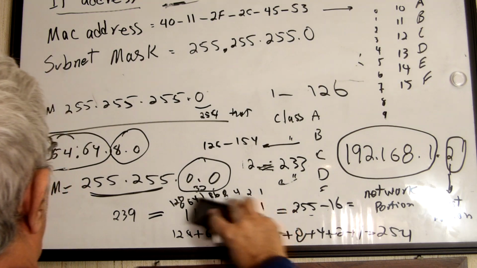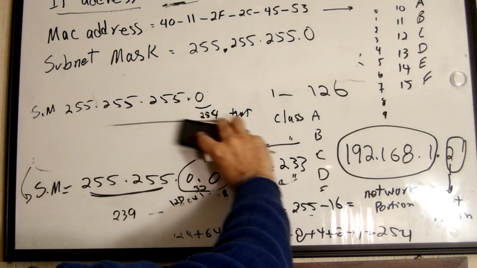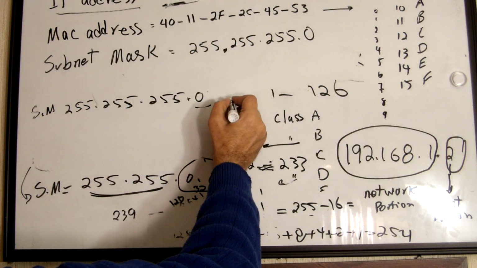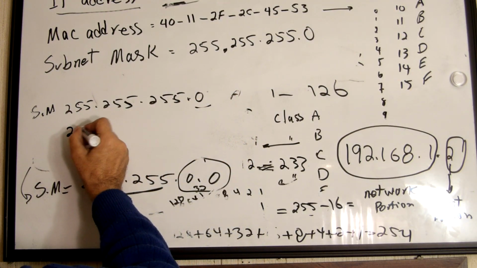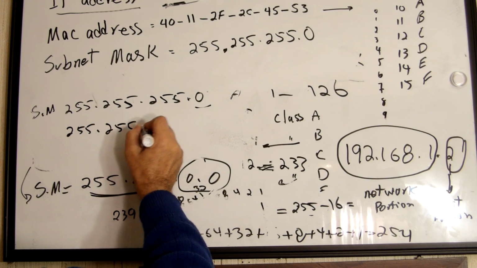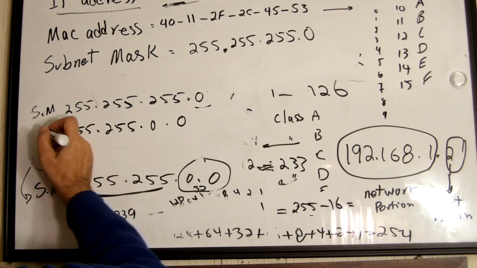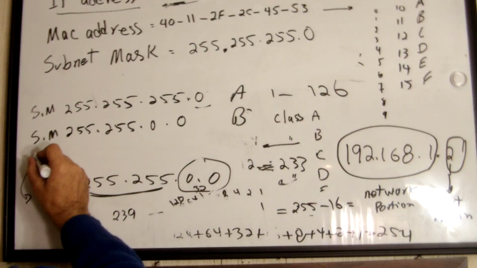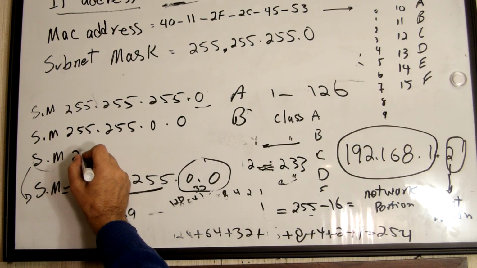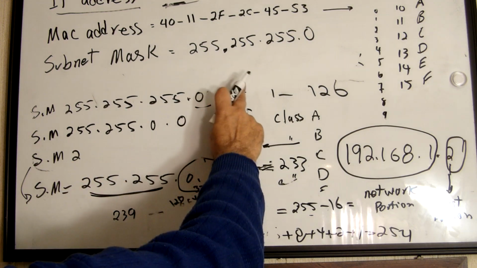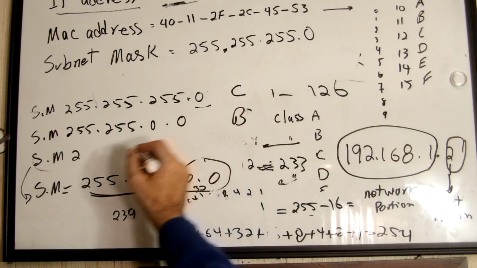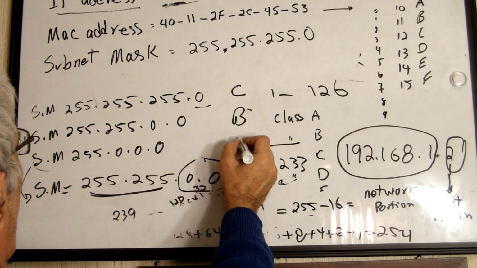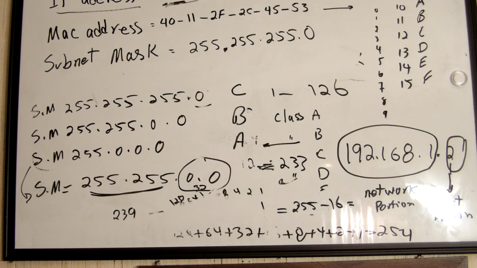So that was class A. Class B was 255.255.0.0. That's the subnet mask for class B. For class C, the subnet mask is 255.255.255.0, and 255.0.0.0 is going to be class A. This is class A.